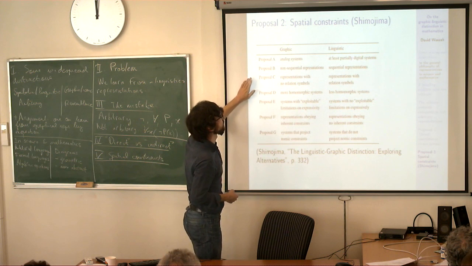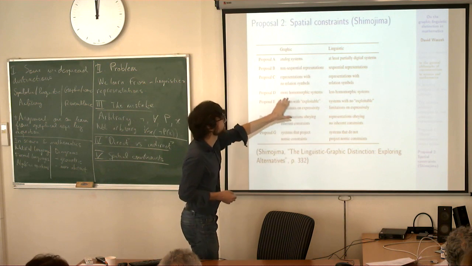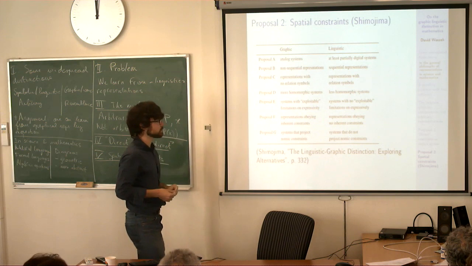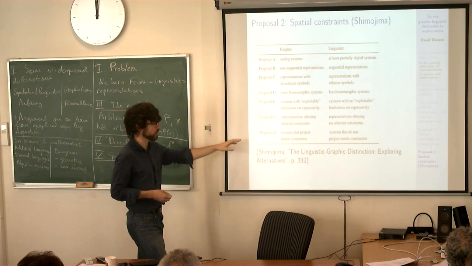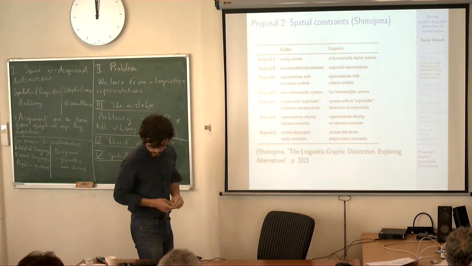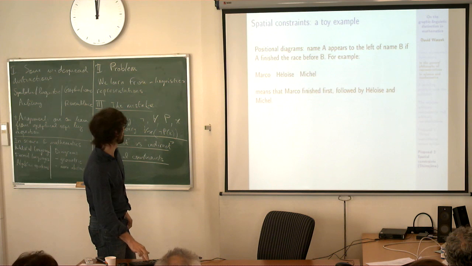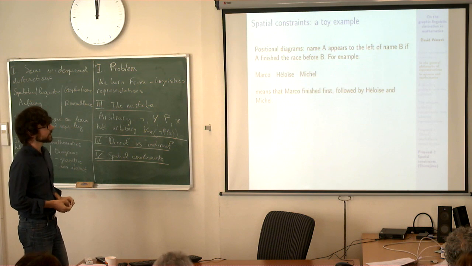And many of those he refutes quite convincingly. And others he tries to explain using his own criterion, which is criterion G, systems that project dynamic constraints or not. So I'm going to explain this terminology now. So let's start with a toy example.